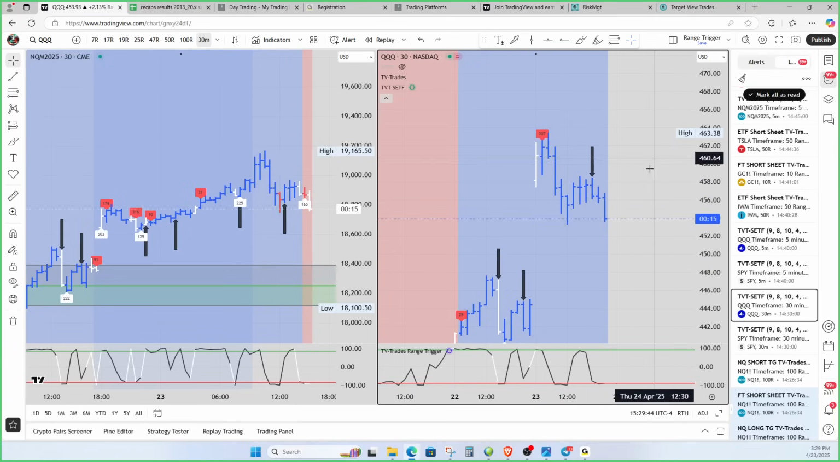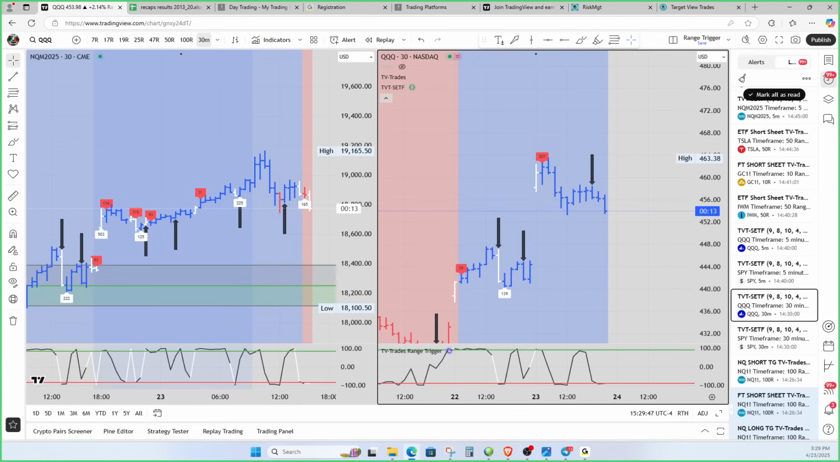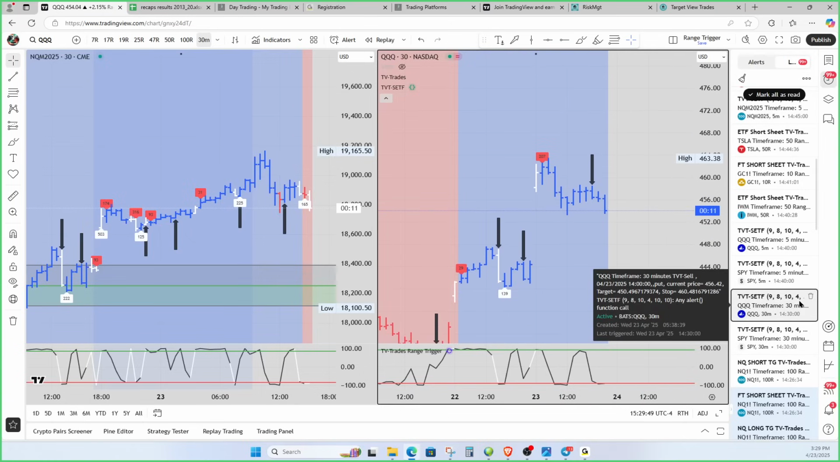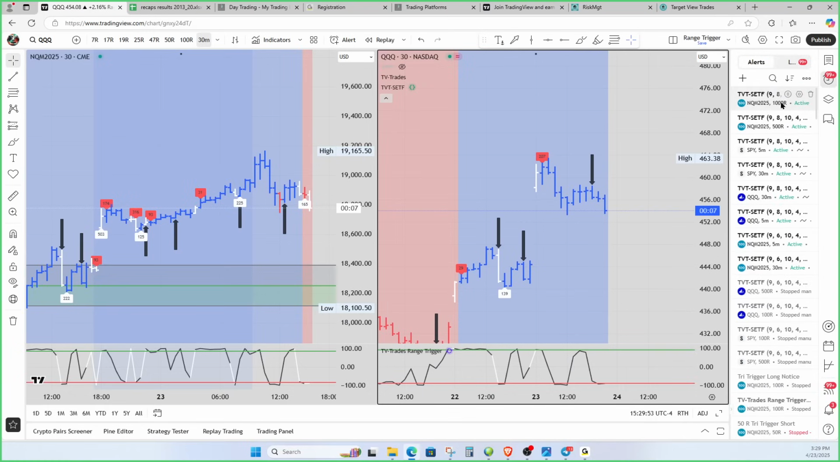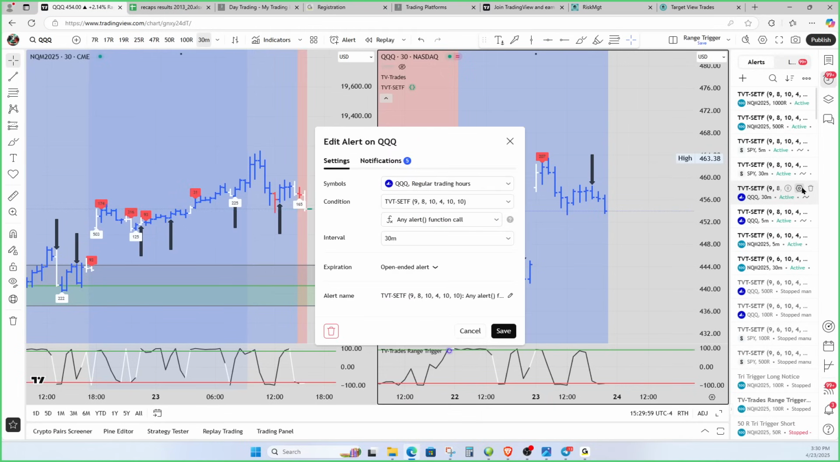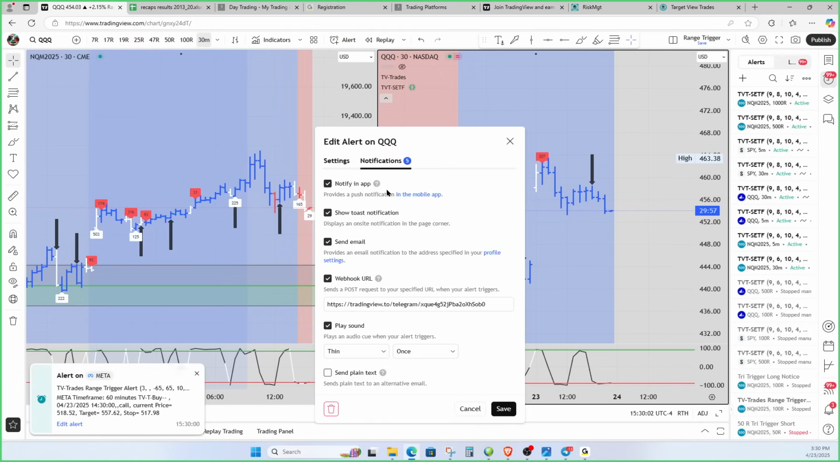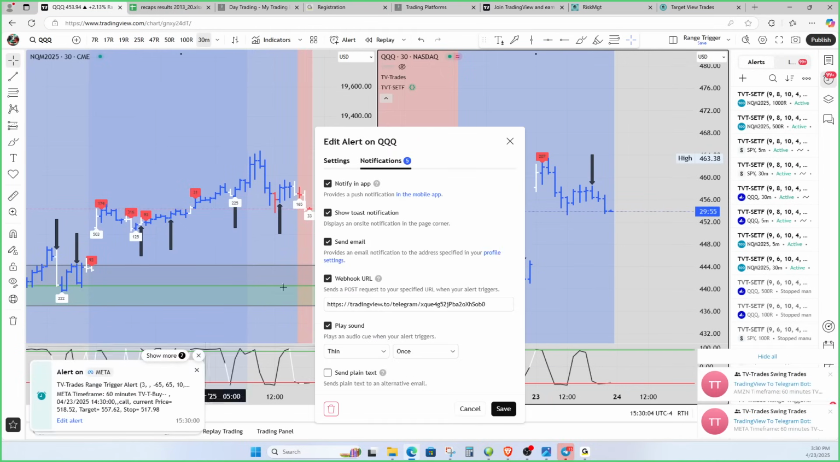But that's the kind of thing you get with the swing trade. And it does it over here on the side, because of the way that I set it up. If you go and look at it, that was a 30-minute QQQ. This one right here. The notifications I set up to do something over here like that, to send it out to Telegram.